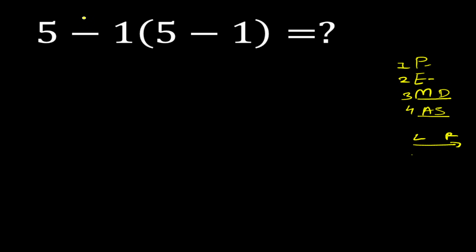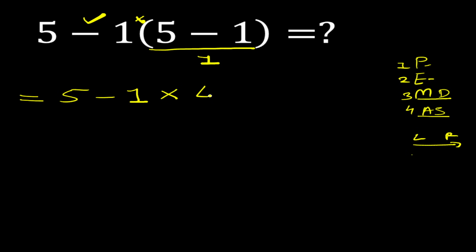So in this question, here we have one subtraction, here multiplication, and here we have one parenthesis. So according to the PEMDAS rule, first we have to solve this parenthesis. So 5 minus 1, multiply, now solve this parenthesis, 5 minus 1 is equal to 4.